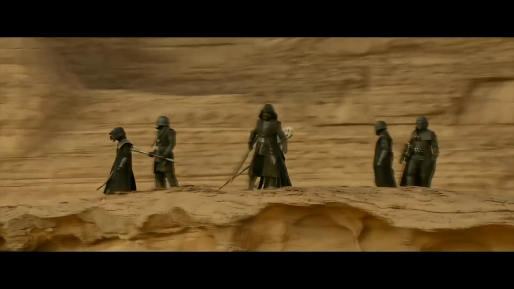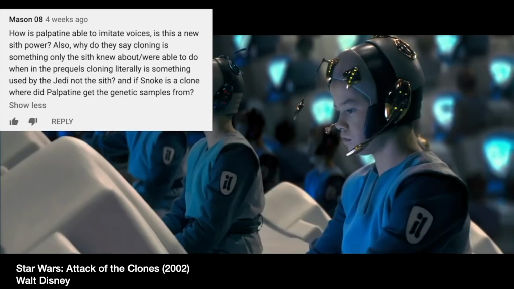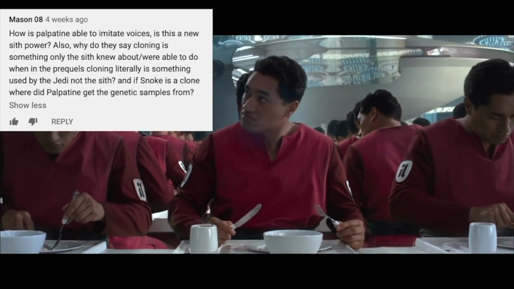Sure, that's it. Alright, now, Sith Cultists have appeared before. In the book Aftermath, which is great, you should read it, a group called the Acolytes of the Beyond by Darth Vader's lightsaber. So, since these Sith Cultists resurrected Palpatine with cloning, let's talk about some of those cloning plot holes. Mason asked, why did they say that cloning is something that only the Sith knew about or were able to do, when in the prequels, cloning is literally something used by the Jedi and not the Sith?